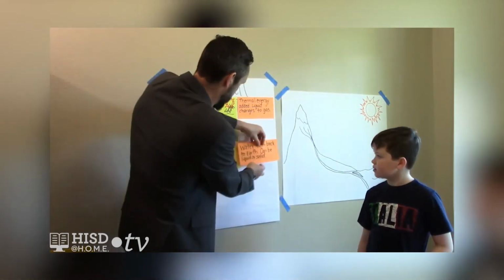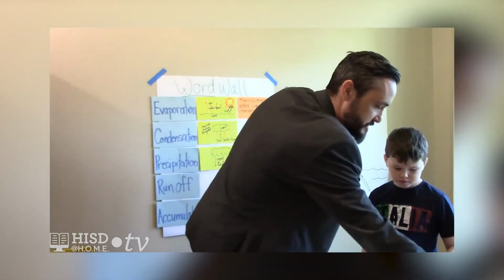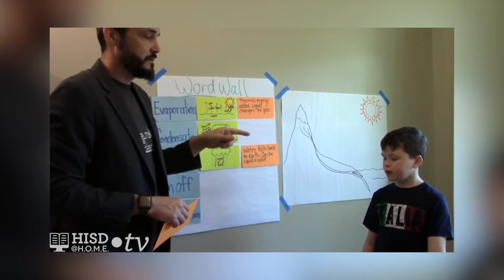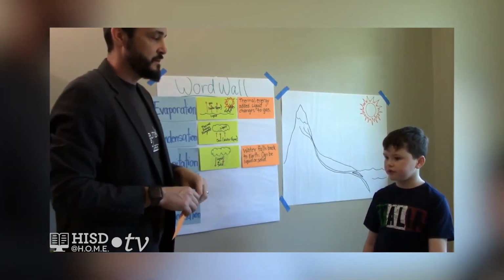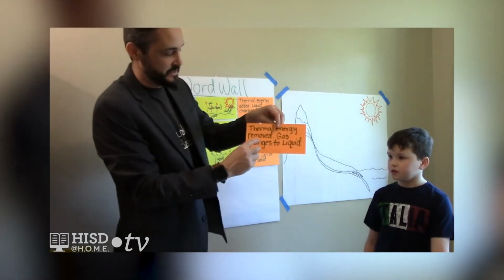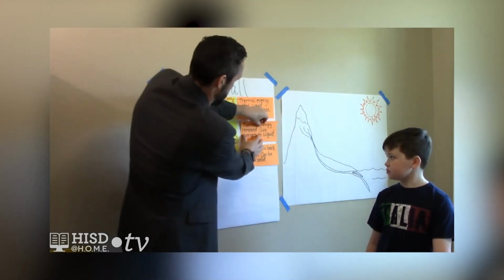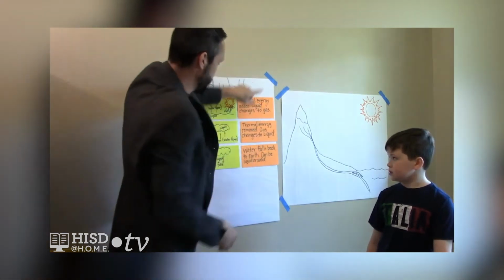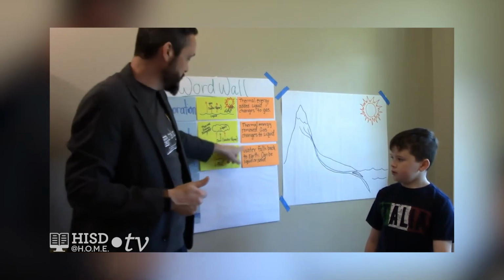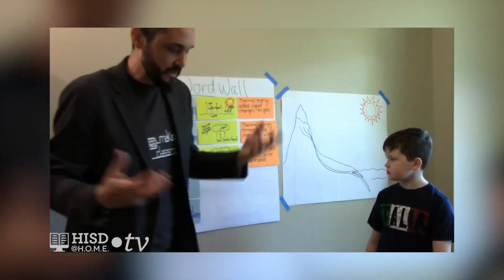So I forgot to add a couple of things here. Let me do this real quick. Condensation is thermal energy leaving the water droplets. So for condensation, thermal energy is removed from the water and it changes back into a liquid. These are important right here. Condensation is gas changes back to a liquid because thermal energy is removed. And then precipitation is just water falling back to the earth. It can be a liquid or a solid.